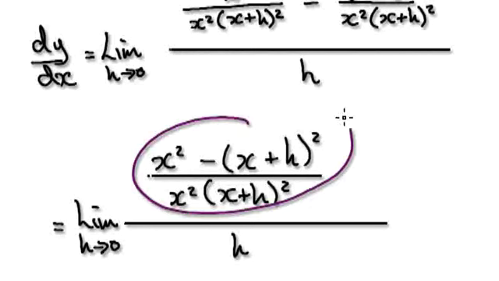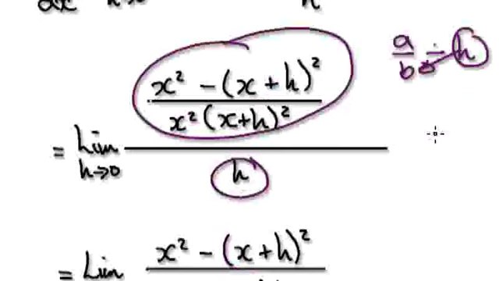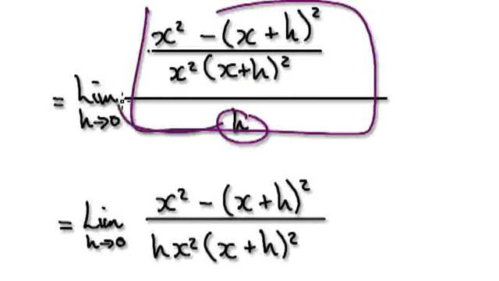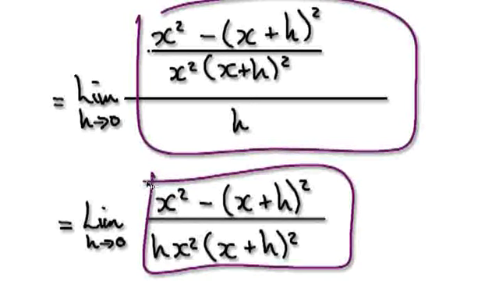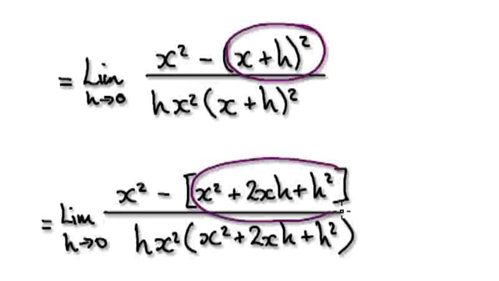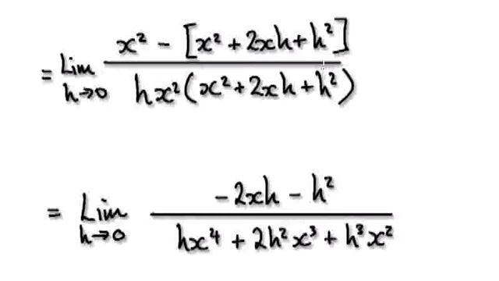Whenever you get a fraction within a fraction, visualize it as a over b, divided by h. So the h gets multiplied to the bottom. That's why the h is here. So this becomes this, and then square this, so that will become this whole thing, and then square this as well. That would then become this. Now it's just a matter of simplifying.